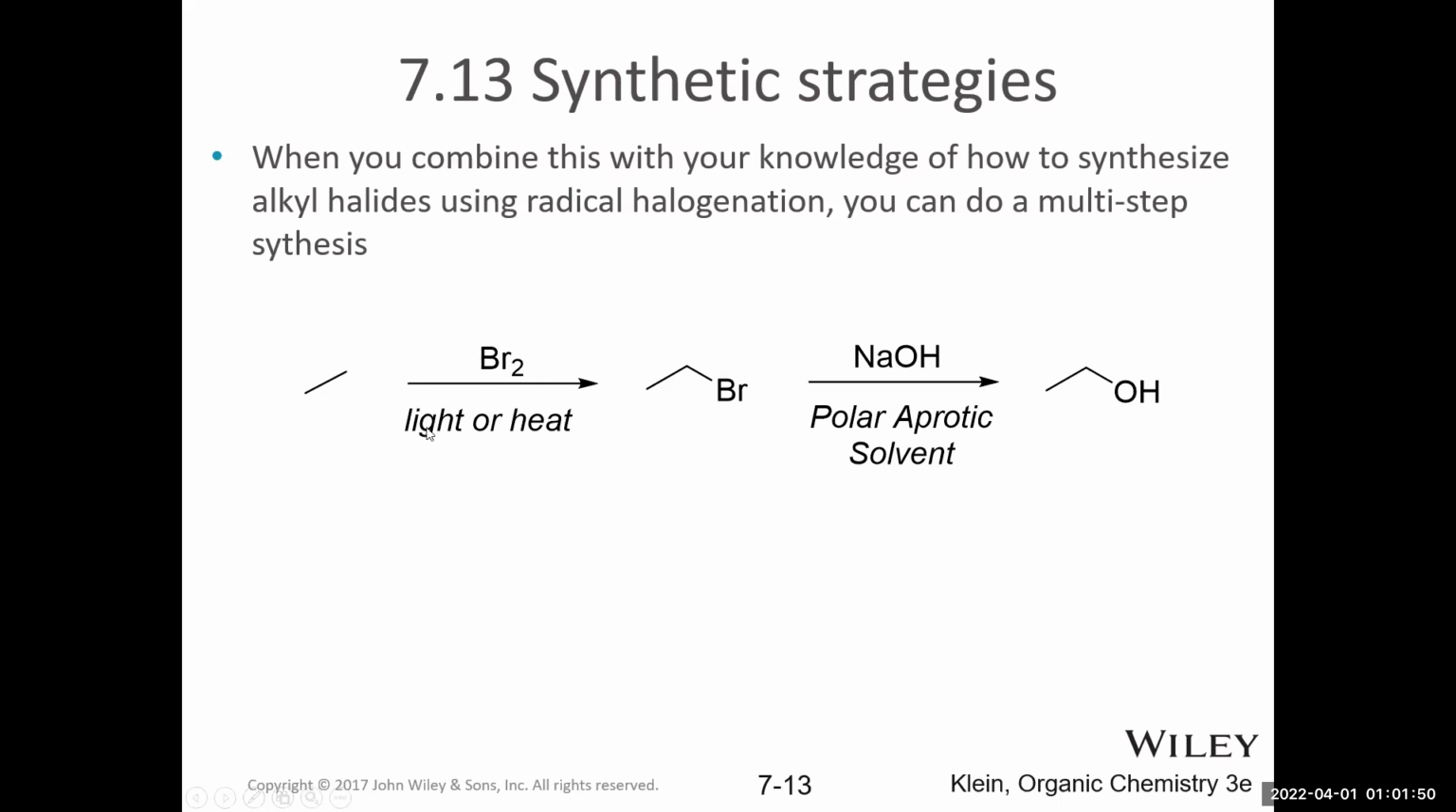Recall that we can use bromine and either light or heat to do that radical halogenation reaction. So that's actually the first synthetic step that you learned. In this chapter now, you've learned how to convert alkyl halides using SN2 reactions into a variety of different substrates. For example, if you use sodium hydroxide, you could make an alcohol product. And then you learned that a polar aprotic solvent is ideal for SN2 reactions. And there are lots of possibilities for what solvent that could be, so I just generically wrote it in as any polar aprotic solvent.